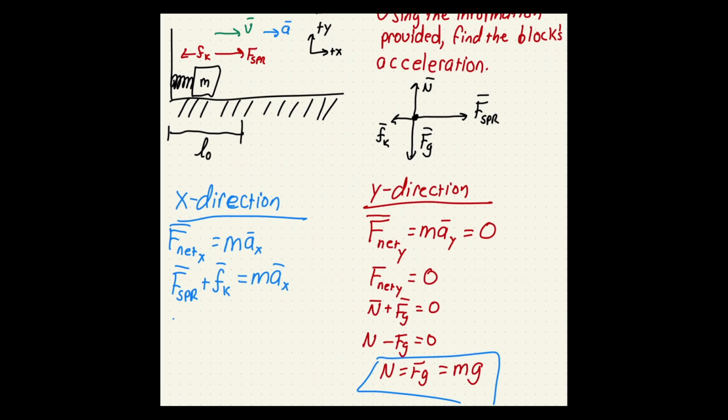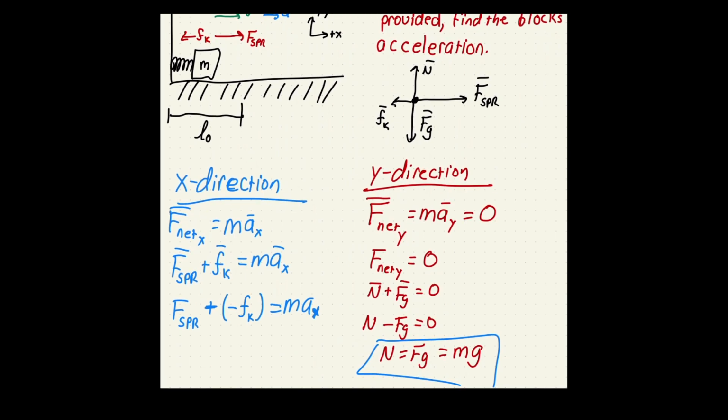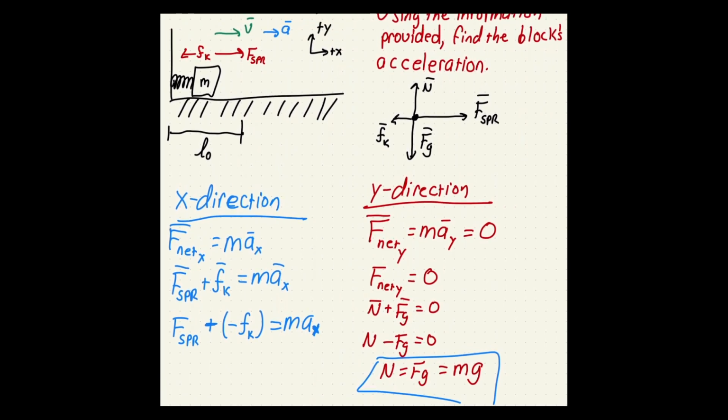Our spring vector points to the right, and that's positive, so we'll call it positive F spring. Our friction vector points in the negative direction, and so we'll call that minus fk, or plus a negative fk. And that will be equal to m a sub x. Again, you don't need to worry about pulling out a negative sign from your acceleration vector. If you think it's going to be pointing in the opposite direction, just leave it the way it is. Go through the process. At the end, it'll kick out a negative or a positive acceleration. That will give you the direction that you need.